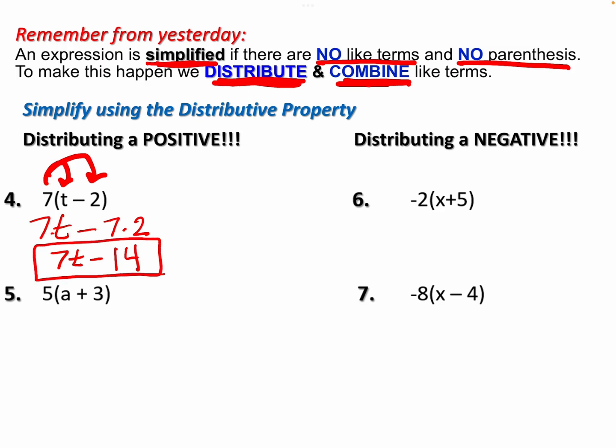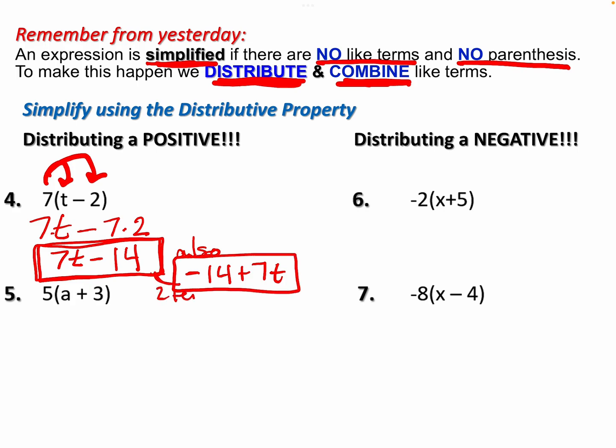7T minus 14. Now we learned before break that this could also be written as negative 14 plus 7T. You can change the order and these would be exactly the same because they both have 2 terms and they both work. Try number 5 for me right now.